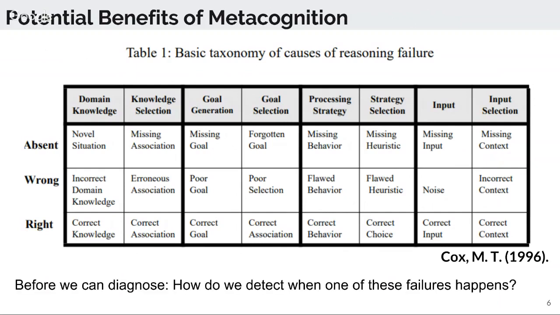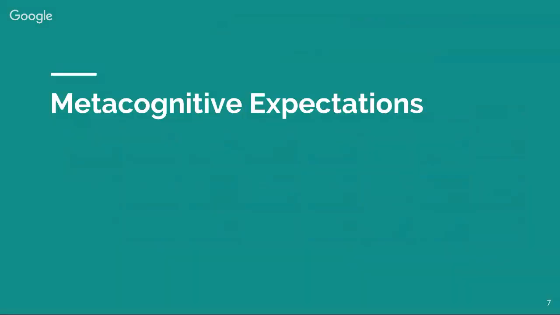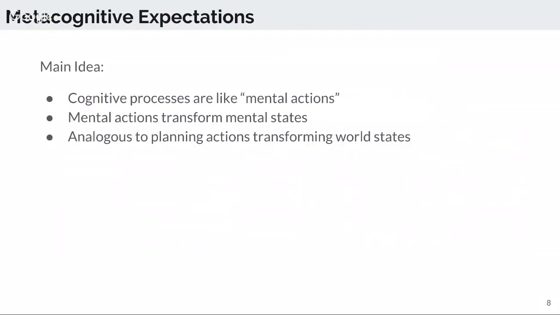And so my work has started before we can even get into dealing with the failures. How do we even know that one of these failures happens? A goal selection failure, goal generation failure, knowledge selection, all of these things, how can we detect them? So I've started to do some work on metacognitive expectations. Now I'm going to talk about some of the early work I've done. Part of this was done with Hector Munoz-Avila while I was finishing up at Lehigh, and also Mike Cox.